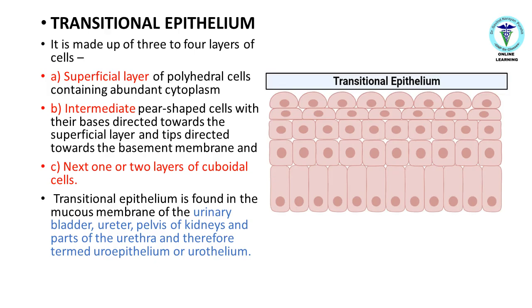Transitional epithelium. It is made up of 3 to 4 layers of cells. A. Superficial layer of polyhedral cells containing abundant cytoplasm. B. Intermediate pear-shaped cells with their bases directed towards the superficial layer and tips directed towards the basement membrane. And C. Next 1 or 2 layers of cuboidal cells. Transitional epithelium is found in the mucous membrane of the urinary bladder, ureter, pelvis of kidneys and parts of the urethra and therefore termed uroepithelium or urothelium. The picture shows the transitional epithelium.